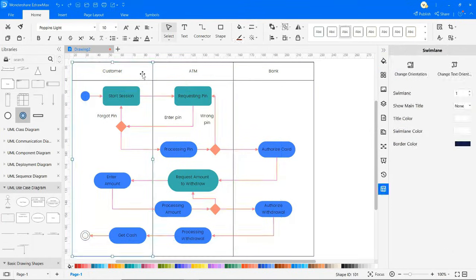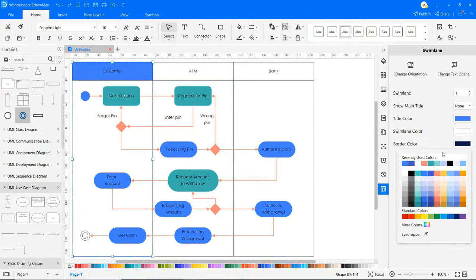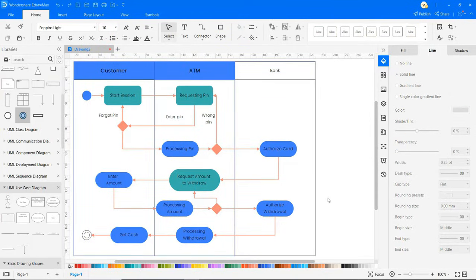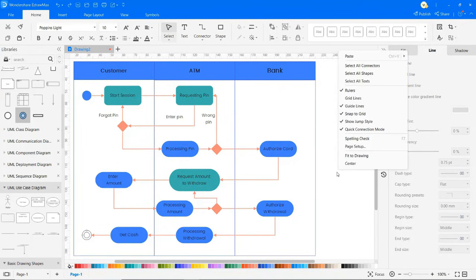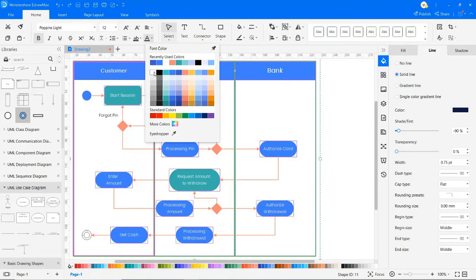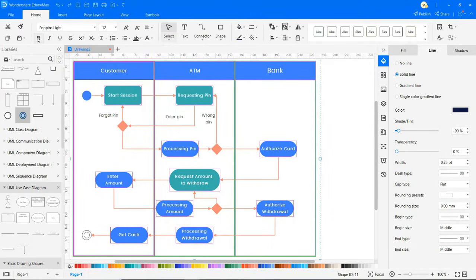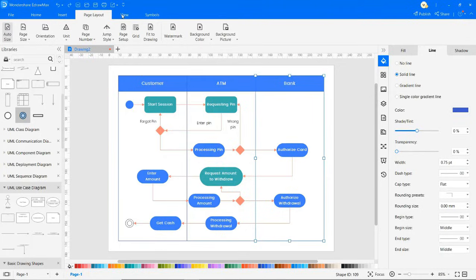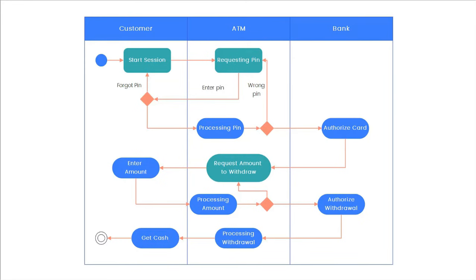To add color to a swim lane, select a swim lane and click on Swim Lane on the right side of the page. To change text style, right-click and choose Select All Text. Select Fit to Drawing under the Page Layout tab. Click on the From Current Page icon to preview the diagram in a single frame.